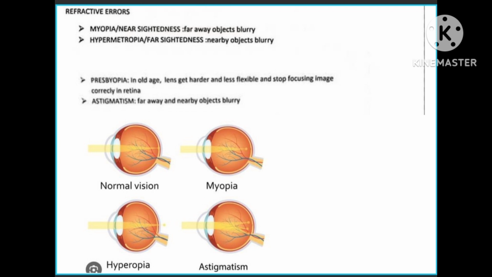First one is refractive errors. In refractive errors we have myopia, hypermetropia, presbyopia and astigmatism. Myopia or nearsightedness: far away objects are blurry. Hypermetropia or farsightedness means nearby objects are blurry. Presbyopia: in old age, the lens gets harder and less flexible and stops focusing the image correctly on the retina. Next one is astigmatism. Far away and nearby objects are blurry.